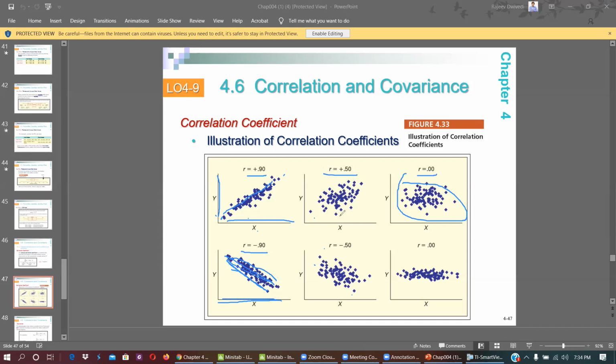Similarly, any value between -1 and +1 is possible. The minus sign represents the negative relationship, and the positive sign represents the positive relationship.